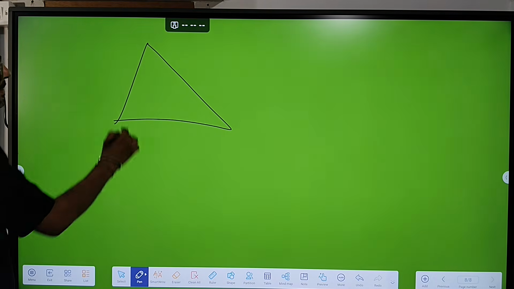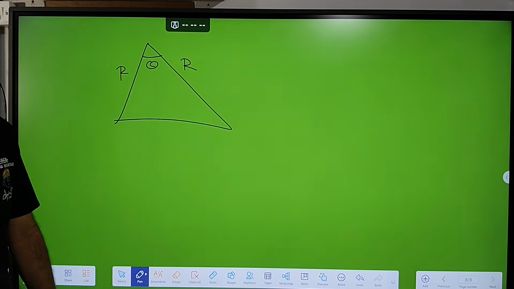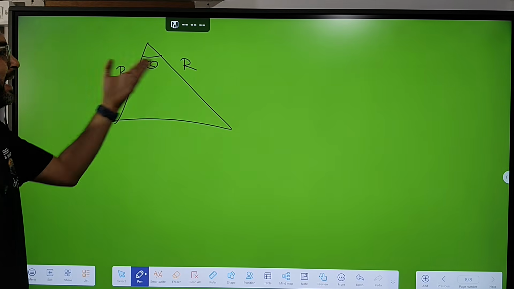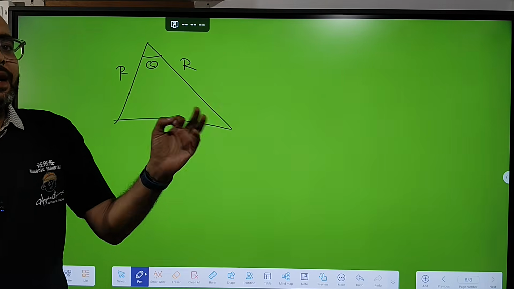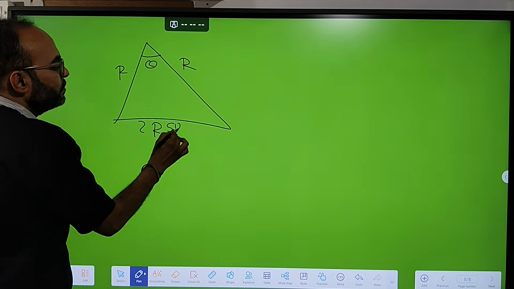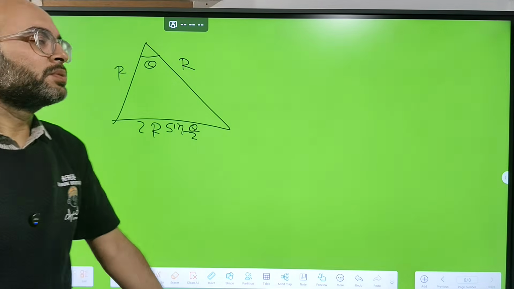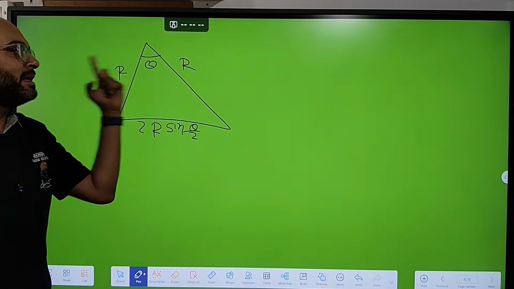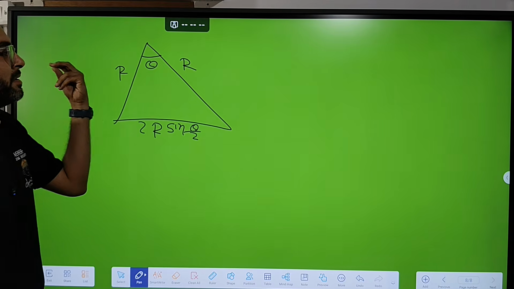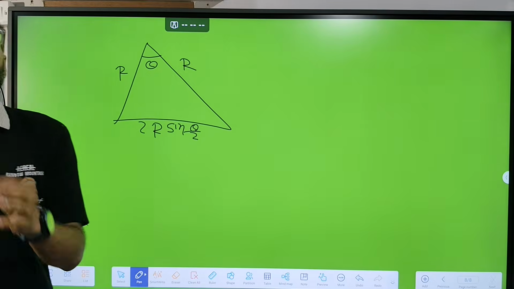See, in any triangle, if two sides are same and the angle between them is theta, it is a very important shortcut. Two sides same, suppose R, you can take A, B, whatever, but two sides same, R and R. Angle between them is theta. Then the third side is 2R sine theta by 2. It is very important, students. Again, I repeat, two sides same, R and R, X and X, Y and Y, whatever. Angle between them is theta. What is our third side? 2R sine theta by 2.